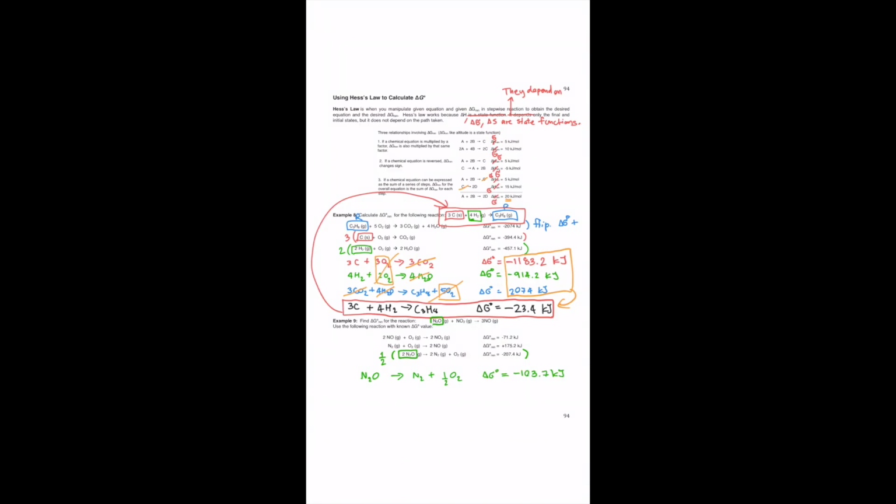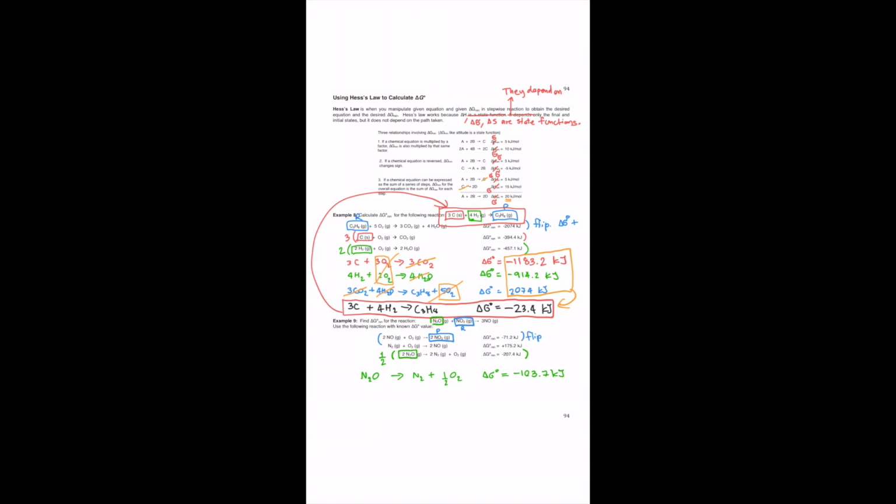Next, I'm going to take a look at NO2. NO2 can be found in equation number 1. In equation number 1, you will see that the NO2 is on the product side, but in our desired reaction it is on the reactant side. Therefore, you will need to flip the equation.